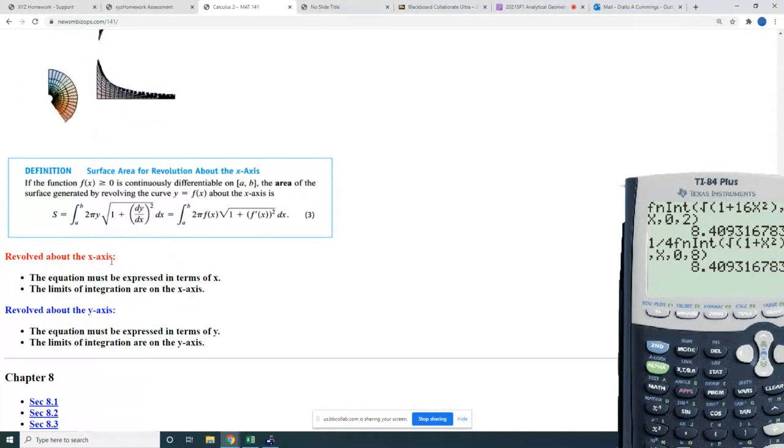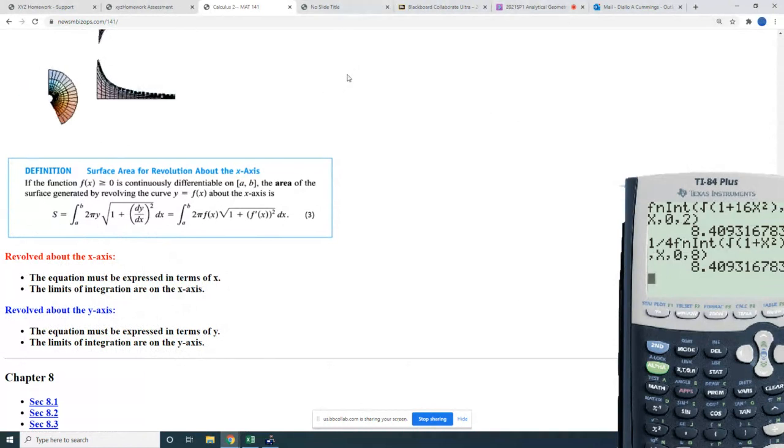If you're revolving about the x-axis, your equation must be expressed in terms of x. The limits of integration are also on the x-axis. If you're revolving about the y-axis, the equation must be expressed in terms of y, and the limits of integration are also on y.